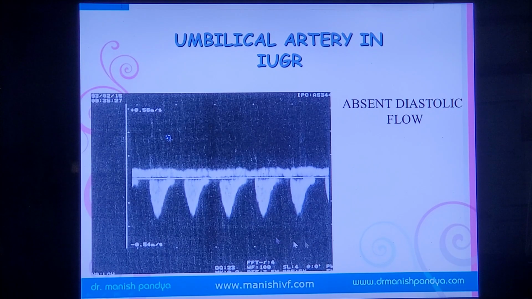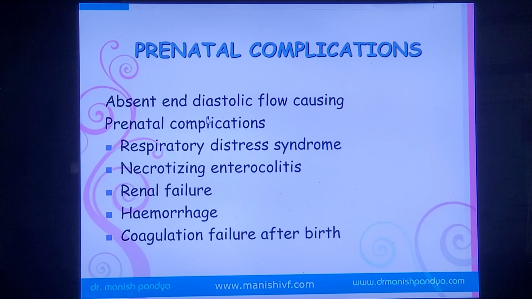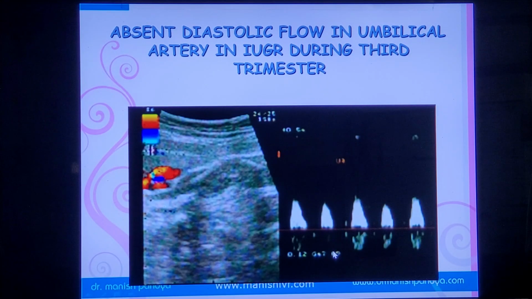What is this? Absent diastolic flow. Absent end diastolic flow causes perinatal complications like respiratory distress syndrome in the baby, necrotizing enterocolitis, renal failure, hemorrhage, and sometimes coagulation failure after birth. What is this? Umbilical artery, absent diastolic flow.